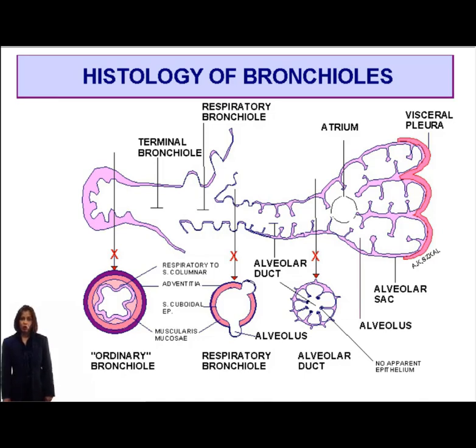A respiratory bronchiole then moves to an alveolar duct, which will move to an alveolar sac, and the alveolar sac then has a number of alveoli branching out from it. Think of the alveolar sac as a cluster of grapes and each alveolus as a single grape.